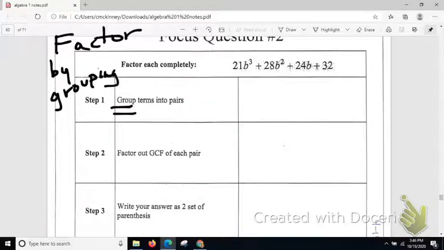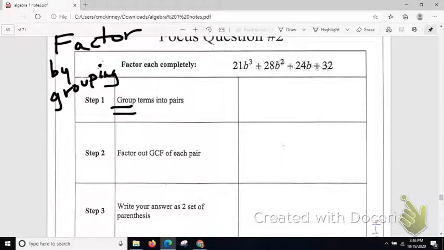And one of the ways that you know when to use this is because you're going to have 4 terms to start with. 1, 2, 3, 4. Every time you hit a plus or minus, new term. So that's how we're going to know when to use this.